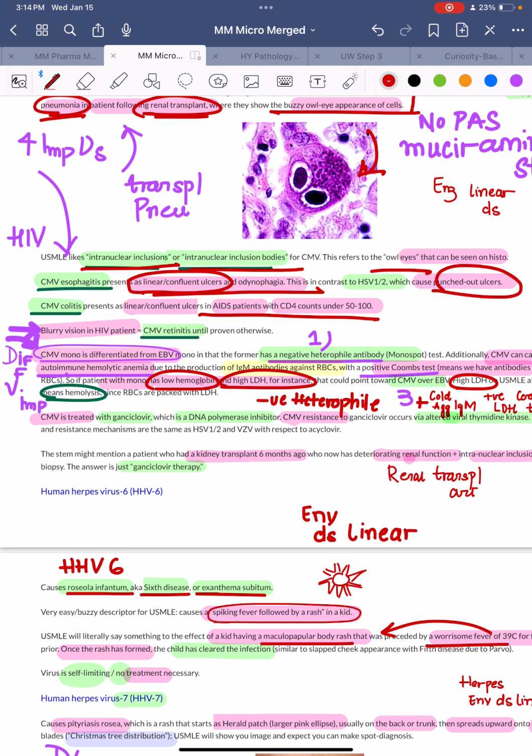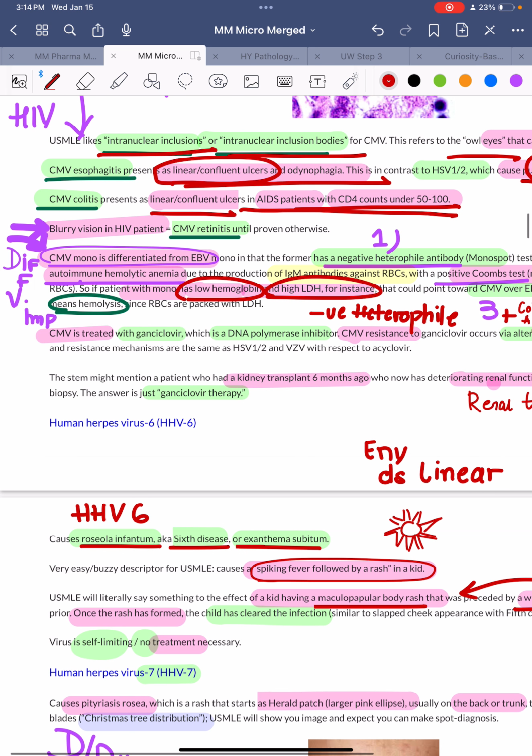And similarly, in the same immunocompromised patient, if we have linear confluent ulcers present on colonoscopy and the patient has GI symptoms, then he has CMV colitis. Whereas if there is blurry vision in an HIV patient, then this is CMV retinitis until proven otherwise. So these are the 3 manifestations for an HIV patient.